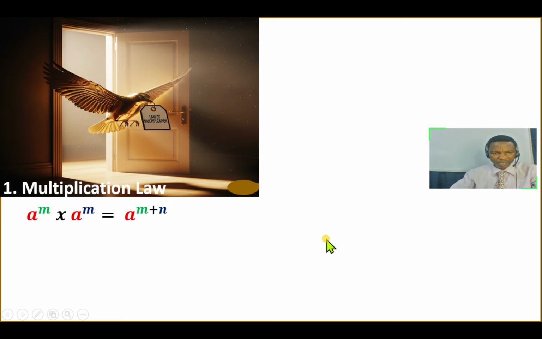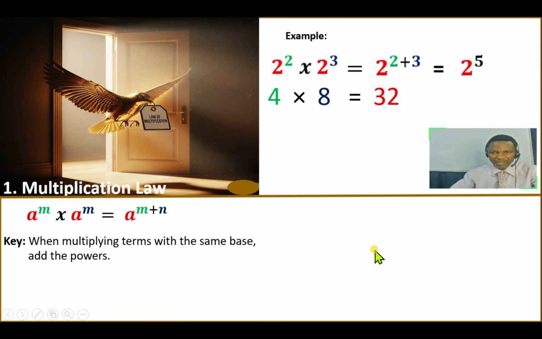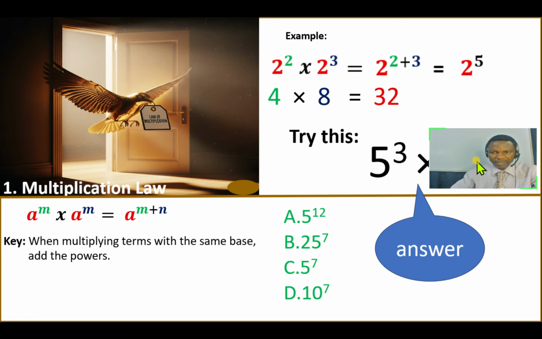We have the multiplication law, where you have the base a raised to power m multiplied by a raised to power n. Eventually the answer is going to be a raised to power m plus n. So once the powers are different, you add the power. When multiplying terms with the same base, add the power. So if you have this, that will be 2 raised to the power of 2 plus 3. It's as easy as that.